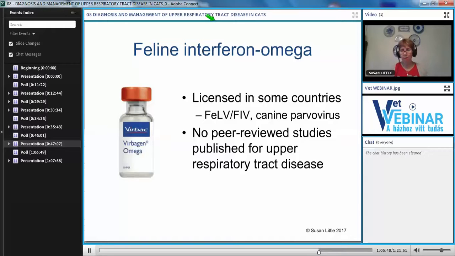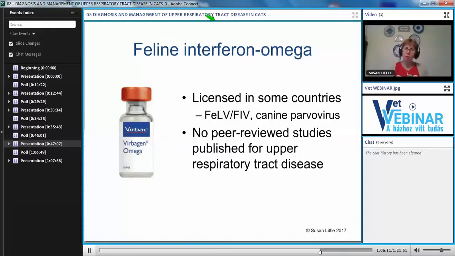We don't have this in North America, so I don't have any experience with this. It's not licensed for upper respiratory tract disease, although I know it does get used for it. Depending on the country, it might be licensed for feline leukemia or FIV. In some places it's also licensed for canine parvovirus, because what you're getting is an immunomodulatory response.